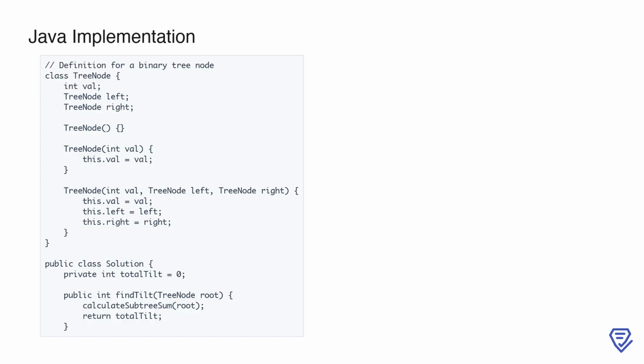Next, we move to the solution class, where we declare a private variable, totalTilt, to keep track of the cumulative tilt of the binary tree. The main method, findTilt, takes the root of the binary tree as input. It begins by calling a helper function, calculateSubtreeSum, which we'll define shortly. Once the calculation is complete, it returns the total tilt of the tree.